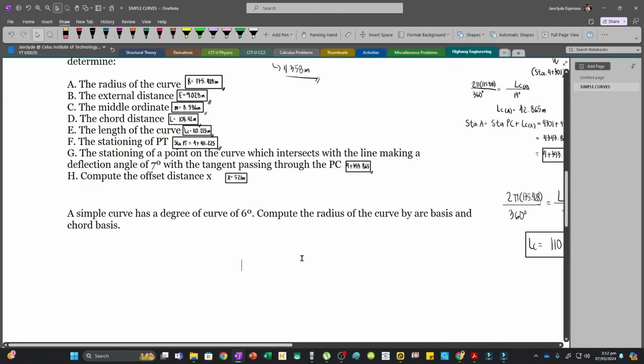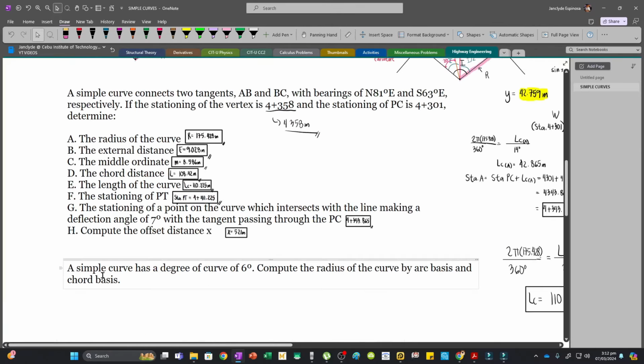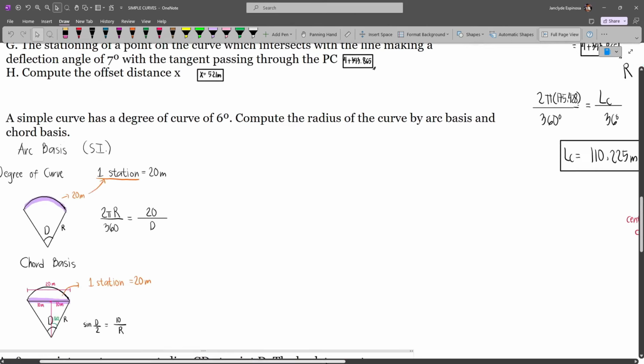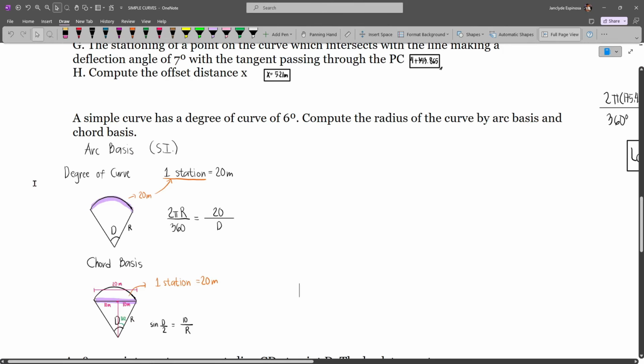And now we'll consider a simpler problem. However, this will encompass the arc basis and the chord basis. We'll just copy this one. Just to reiterate, by arc basis, we are considering one station to be 20 meters, but we are looking at the arc length. However, by chord basis, our one station is still 20 meters, but we are considering the chord. This is what you have to remember.